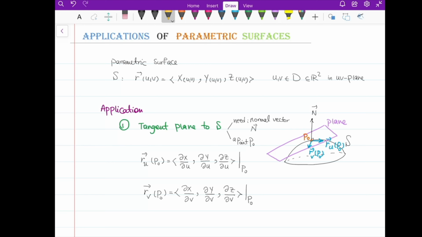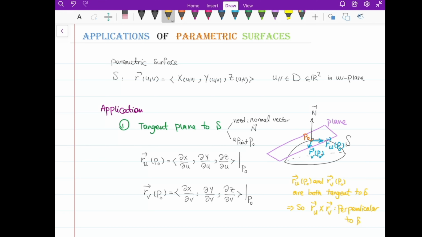Let me write this down. r_u at P0 and r_v at P0 are both tangent to S, and so these two lie on the plane that I'm looking for, the tangent plane. Okay, so if I take the cross product of these two, the cross product would be perpendicular to S.